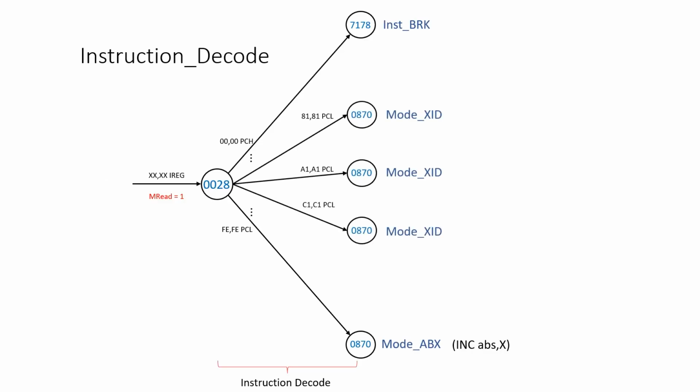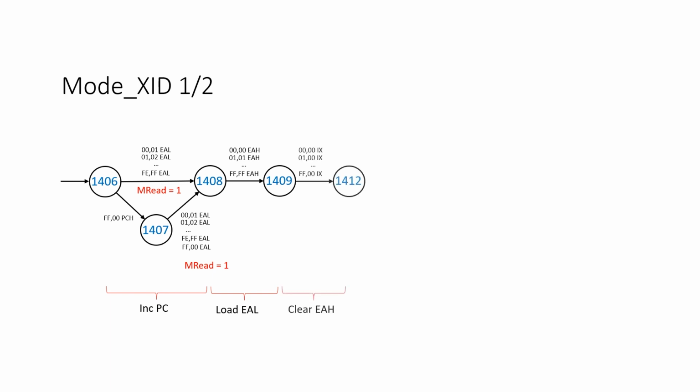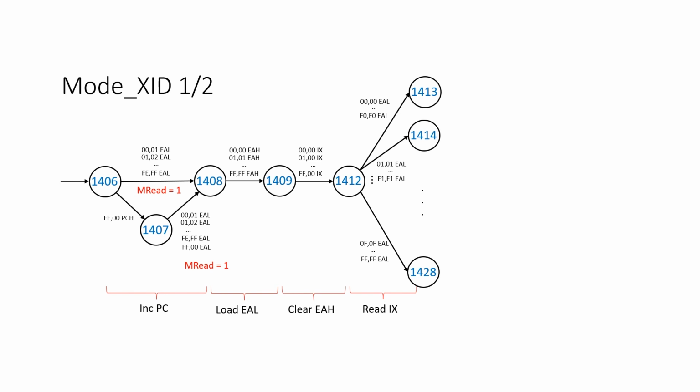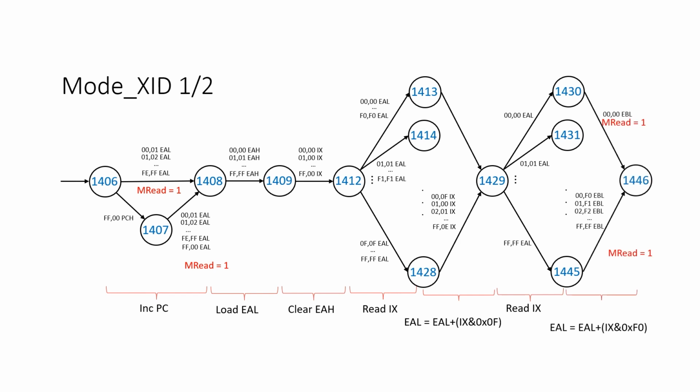From a state machine perspective, the first thing we do in mode XID is increment the program counter. We then do a main memory read into EAL and clear EAH. We convert the lower 4 bits of index X into state. Then we use this state to do the add to EAL. Next, we read the upper 4 bits of index X and convert this to state. Then finally, we do the add on the upper 4 bits.